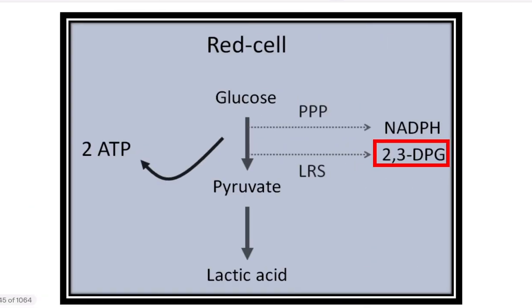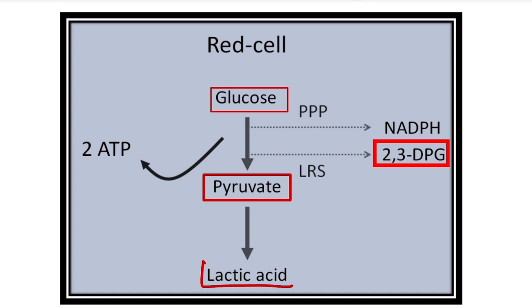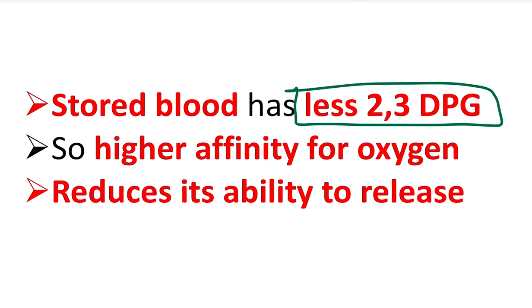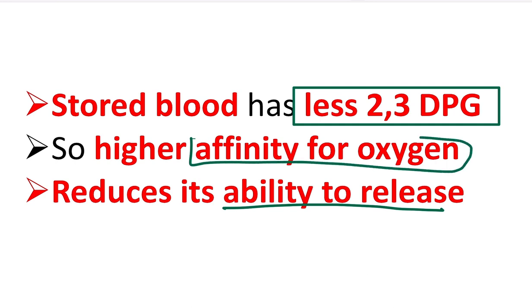Here you can see this is the glucose, and this glucose is finally converted into pyruvate and lactate, and in this process 2,3 DPG is formed. So in 2 weeks old blood, there is less glucose metabolized by the RBC, so there is a lesser amount of 2,3 DPG. And it is the summary: stored blood has less 2,3 DPG, so there is a reduced ability to release oxygen and increased affinity for oxygen.